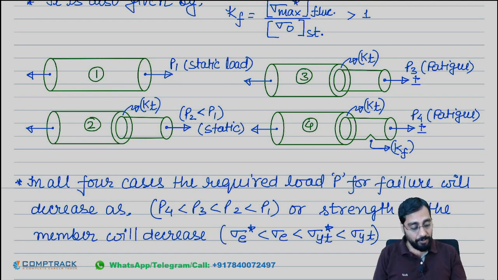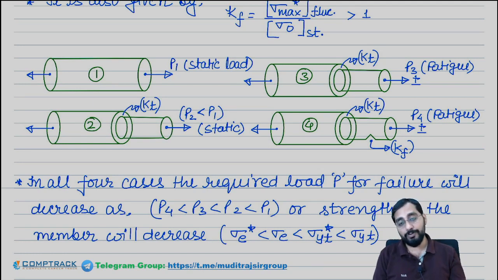And then if a notch is also present, then the notch sensitivity Q will also come in picture.